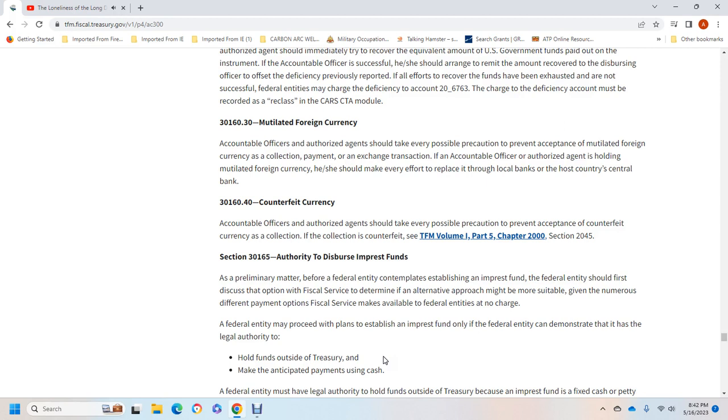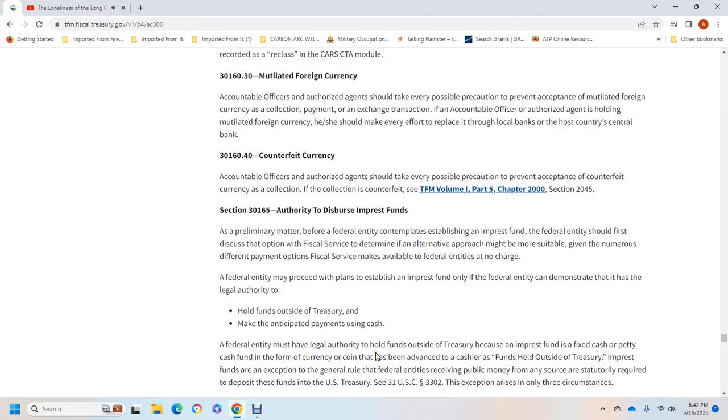The federal entity has no charge. A federal entity may pursue a plan that is established for the imprest fund only, with which only the federal entity can disburse and have the legal authority to hold funds outside of the Treasury to make anticipated payments using cash.